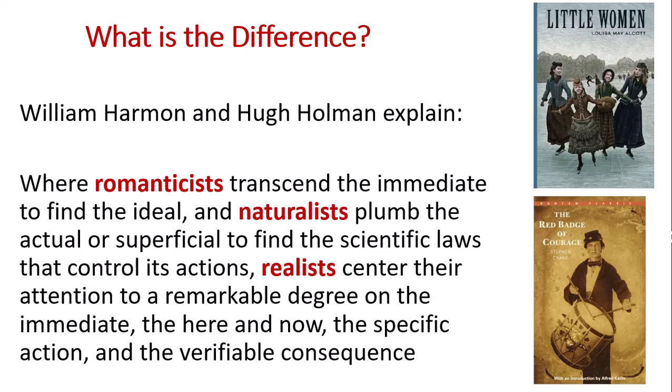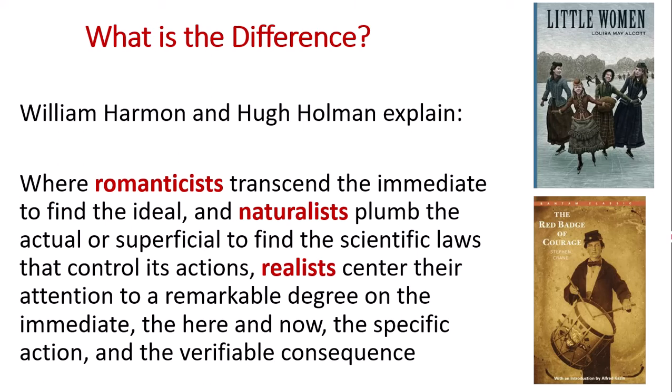So William Harman and Hugh Holman explain, romanticists transcend the immediate to find the ideal. Naturalists plumb the actual or superficial to find the scientific laws that control its actions. And realists center their attention to a remarkable degree on the immediate, the here and now, the specific action, and the verifiable consequence.